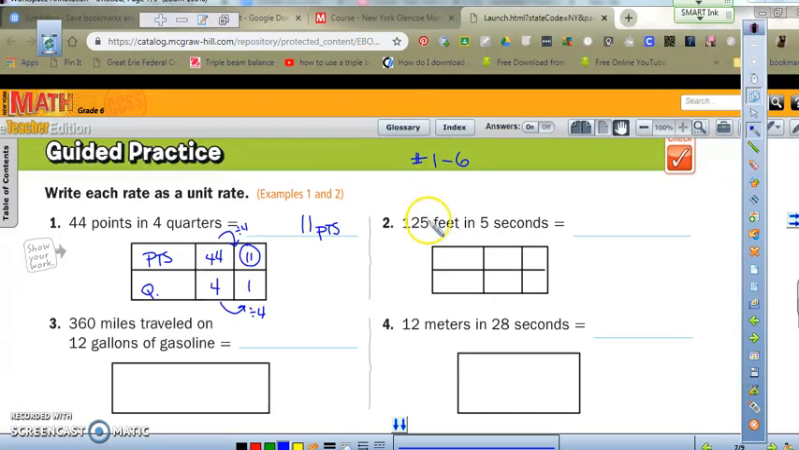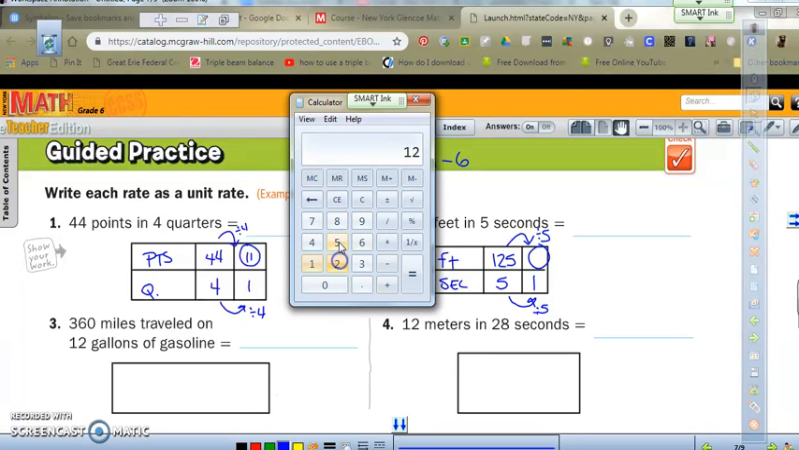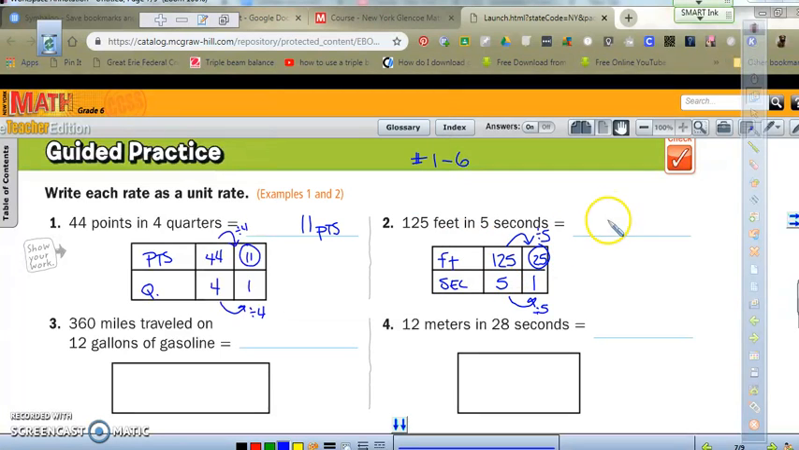Okay, next one. We have feet and seconds. 125 feet, 5 seconds. My denominator needs to be what? 1. Divide by 5. 125 divided by 5 gives me 25. So 25 feet.